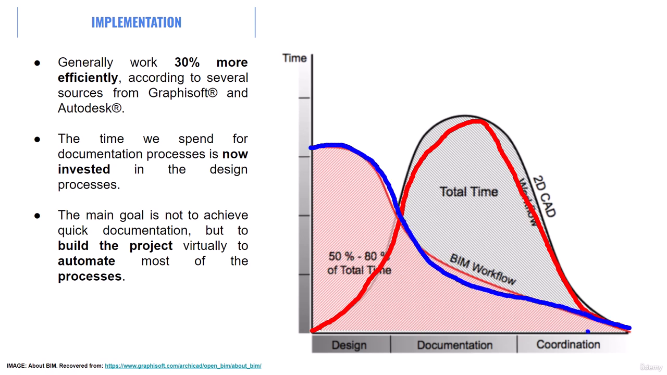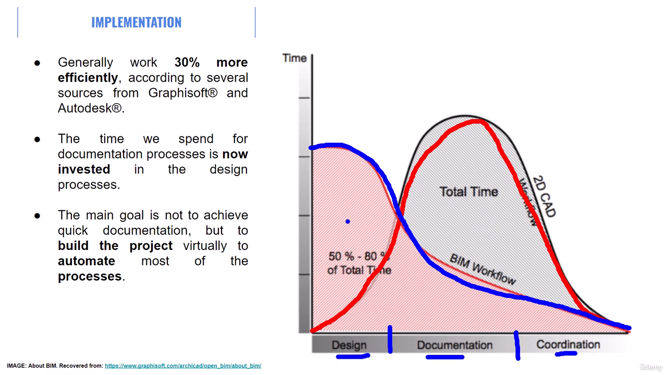If we oversimplify the project process to maybe 3 stages, well, 3 main stages, but keep in mind this is oversimplified. Of course, we have more implications and more process. We get the design process, documentation, and coordination.